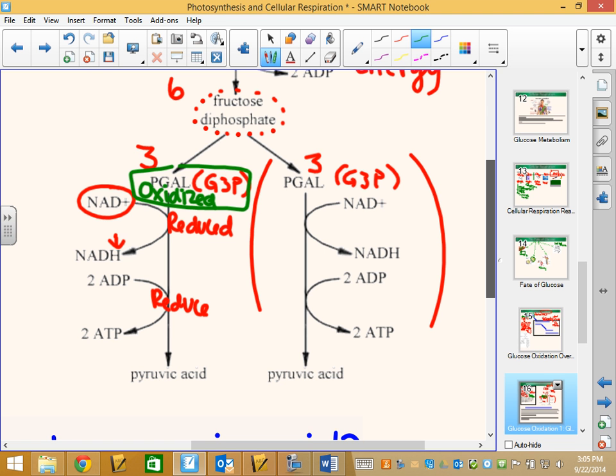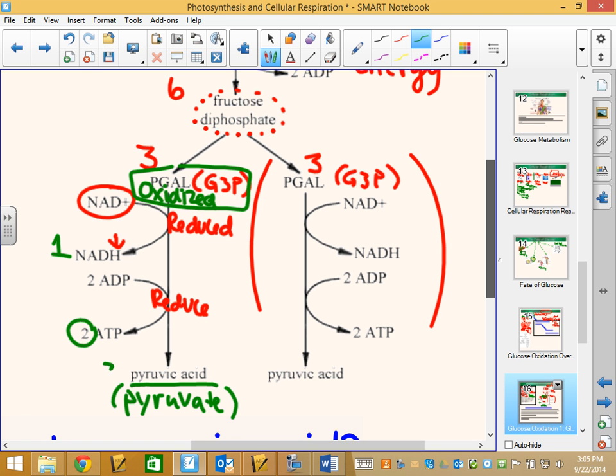Now you'll notice that there are numbers. I'm going to get 1 copy of NADH and 2 copies of ATP on each side. So that's how in total I produce 2 NADHs and 4 ATPs. Now my end result on both sides is pyruvic acid, or sometimes we just say pyruvate.